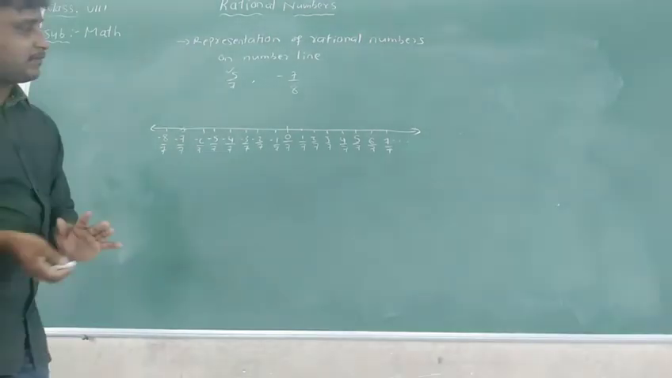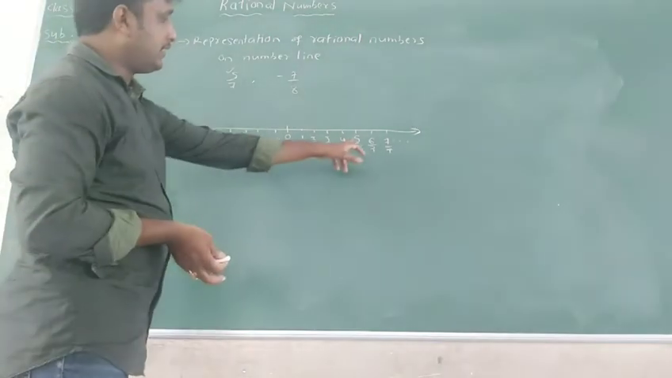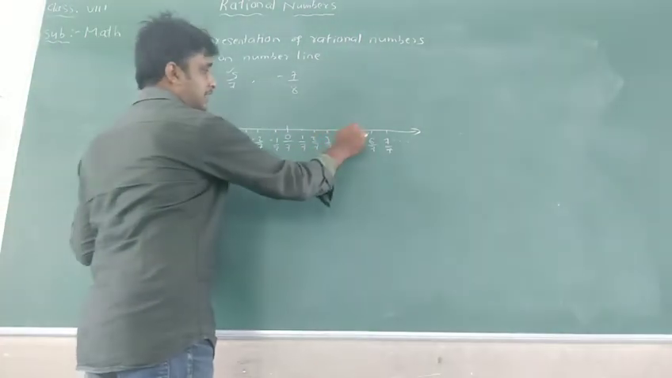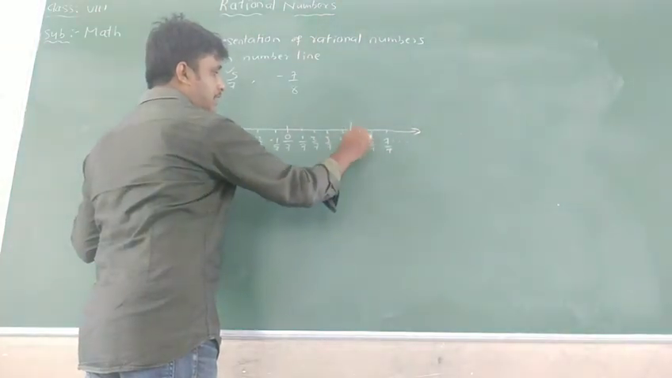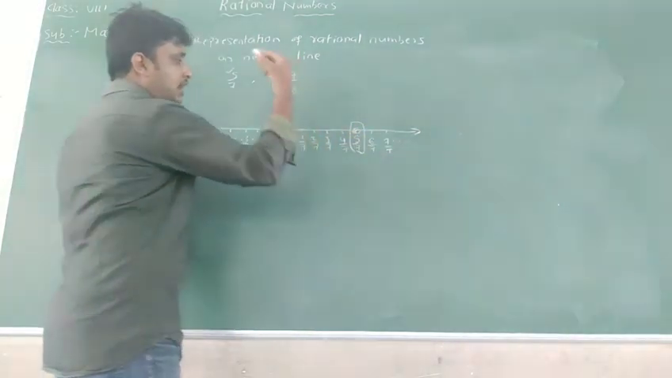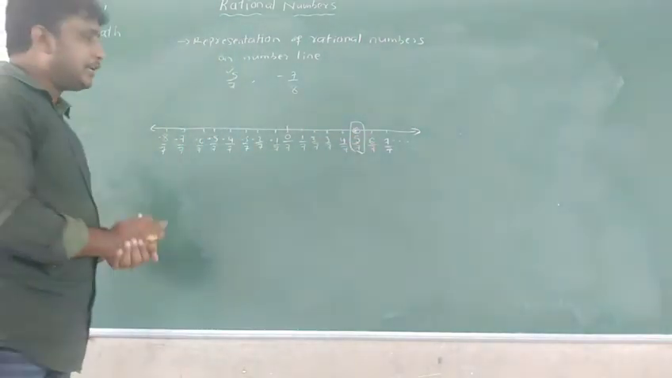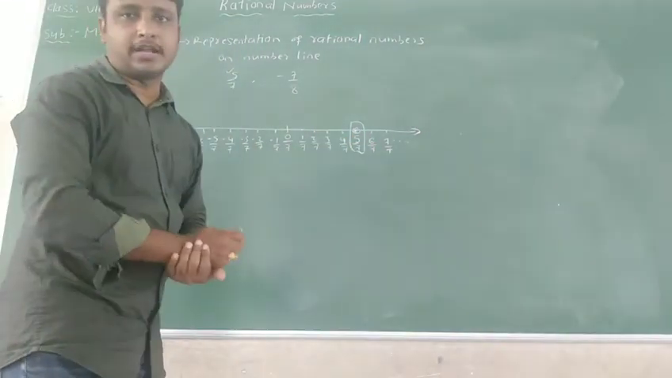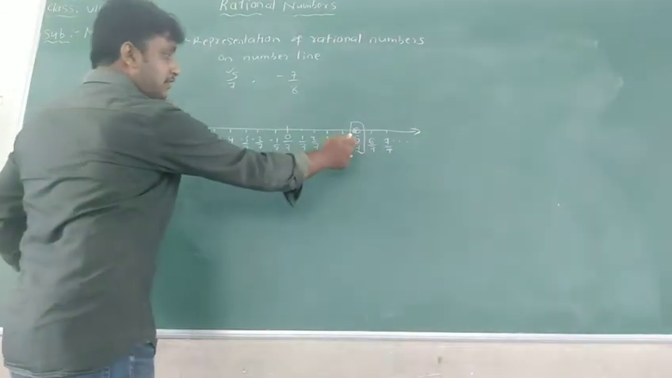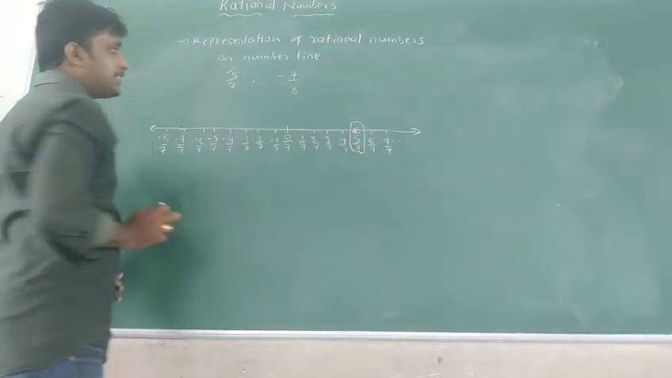If you observe, where is 5 by 7? Here. This is 5 by 7. And next to this, you have to mark it and circle it. So that is the meaning of representing on a number line. Okay? So next, minus 7 by 8.